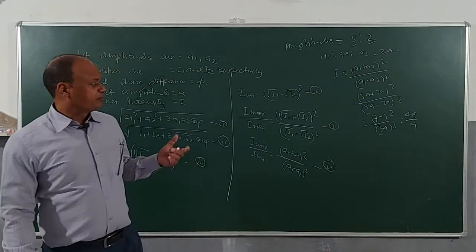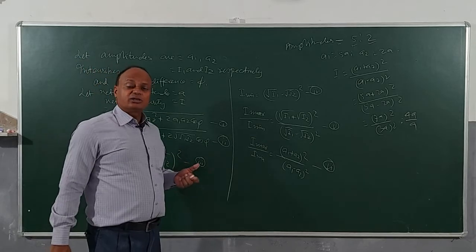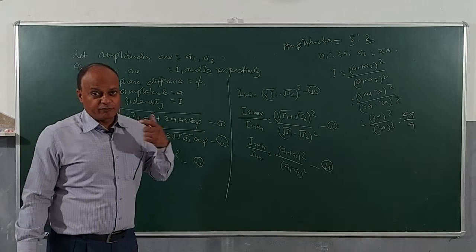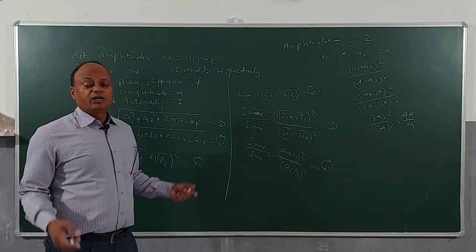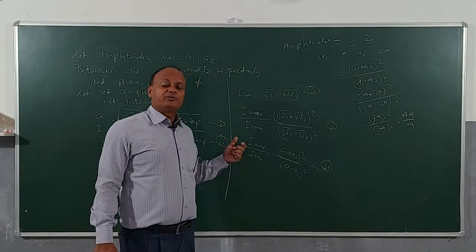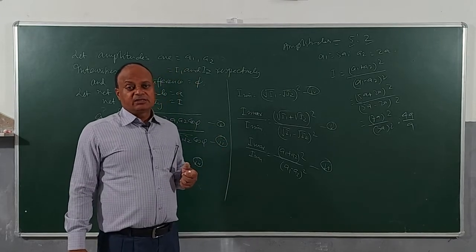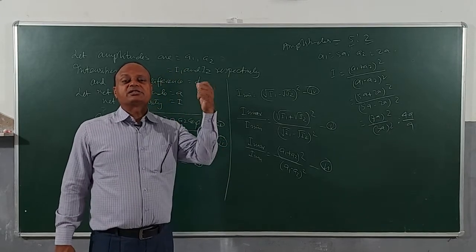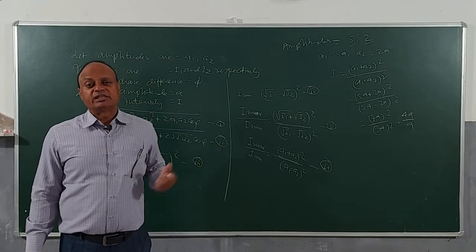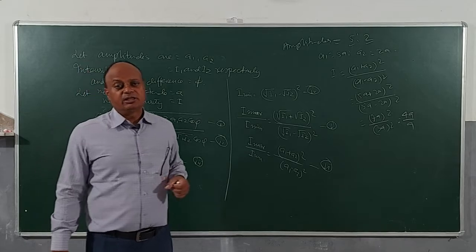Now many times they will give you problems on intensities also, like they can say the two waves having intensity I and 4I undergo interference, and they will not give you the phase difference, they can give you the path difference. They will say let the path difference be lambda by 4. Then what is the net intensity of the wave?